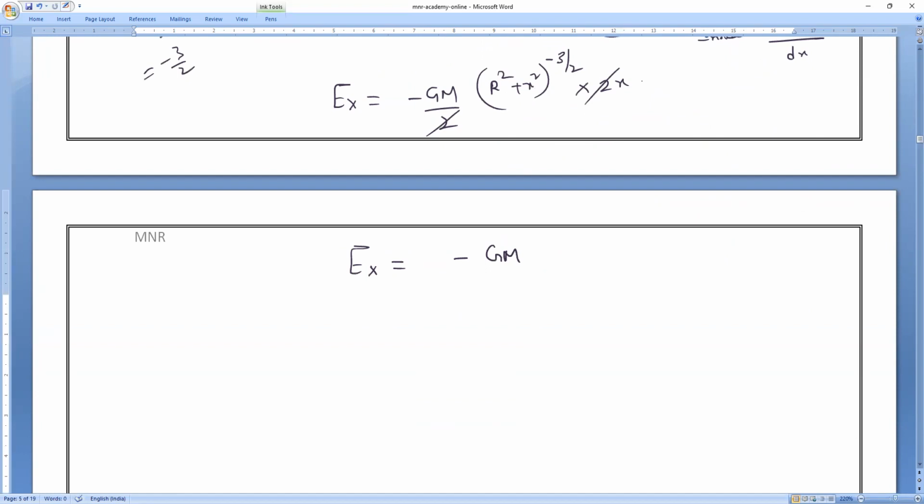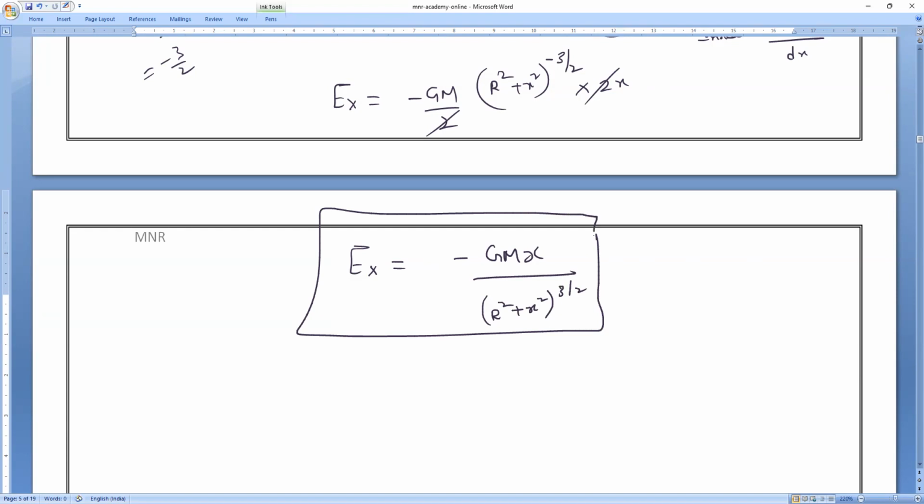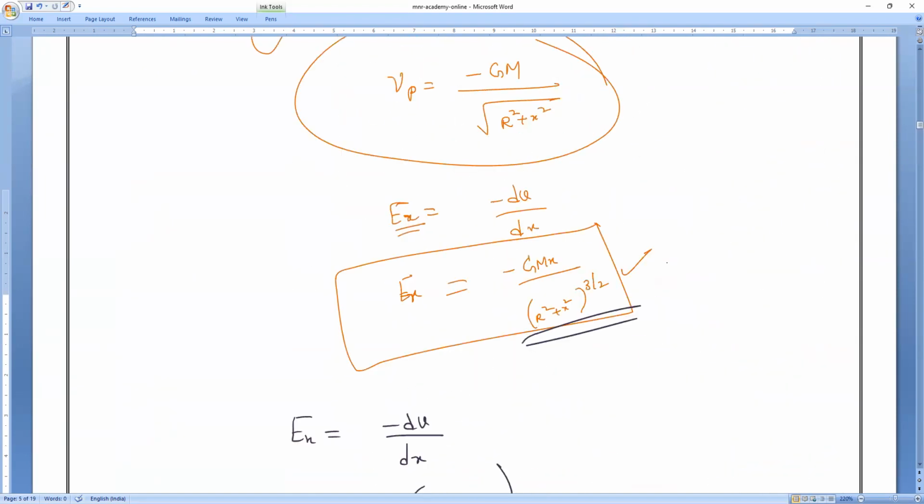Minus Gm into x is there, x divided by. This will come down, 1 by, so 1 by what is the answer? R square plus X square power 3 by 2. This is the formula for a ring actually. So the same formula I have written up, verified everybody. Is it the same formula for both, everyone?